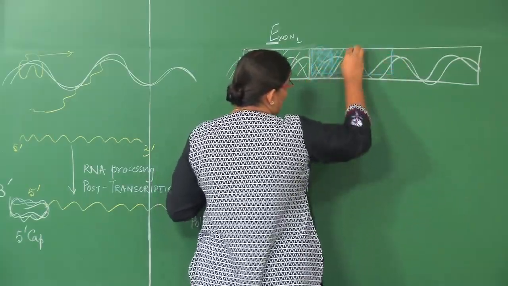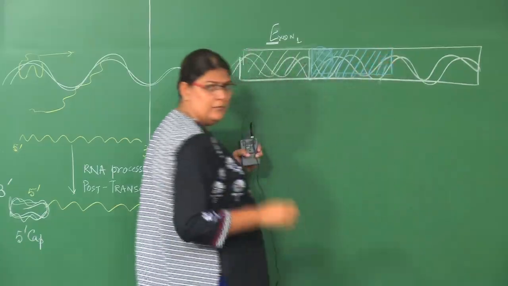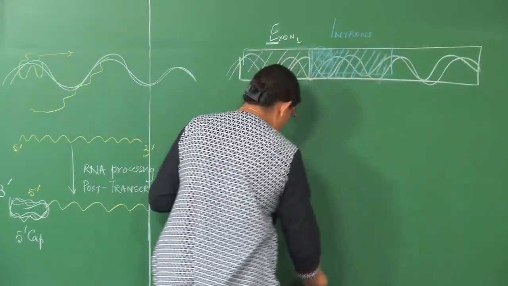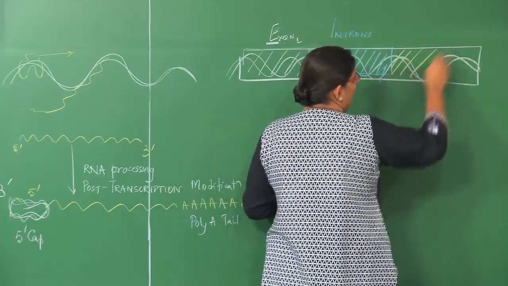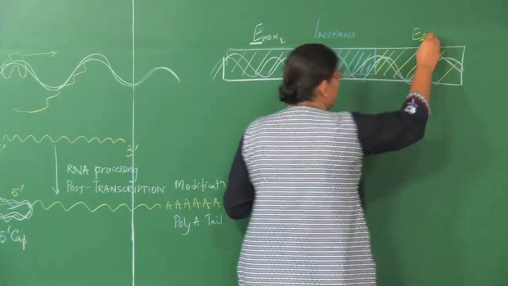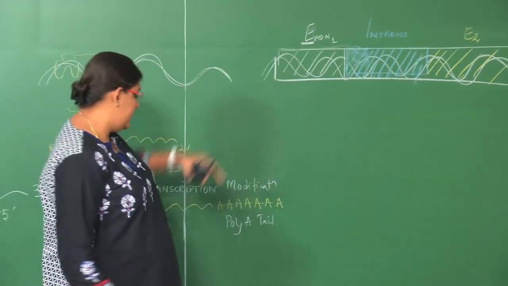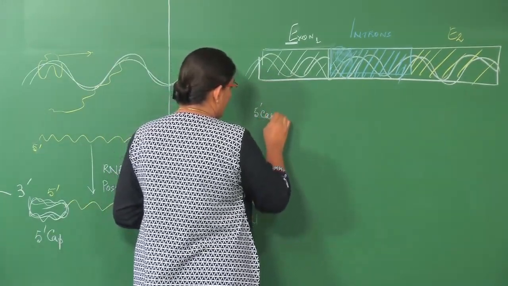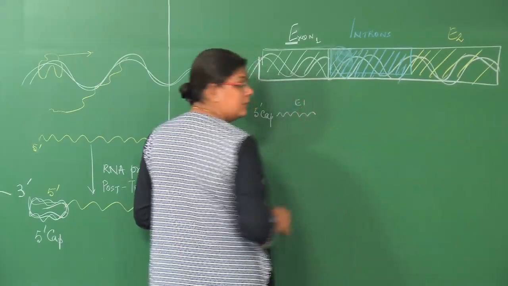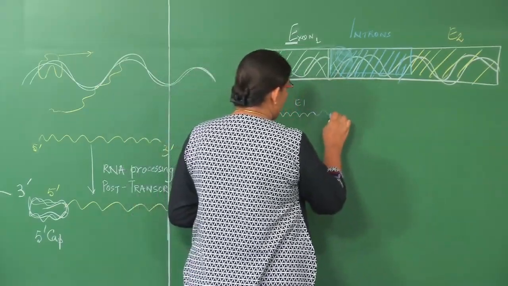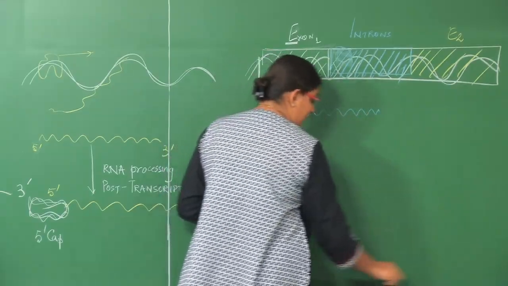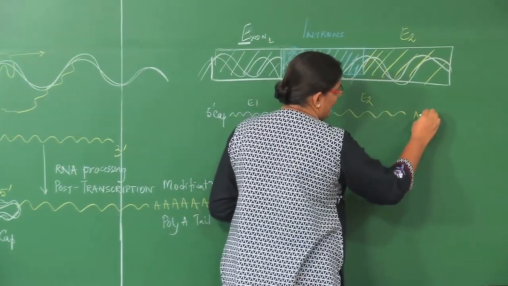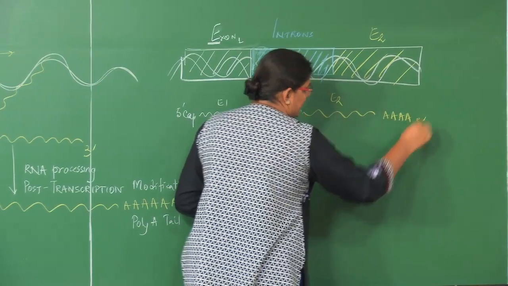So these regions which do not code for anything are called the introns. And then you will again have the next exon coming in. Let us say this is exon 2. So, when the RNA which is being copied is formed, you will have an RNA which will have a 5 prime cap, it will have the exon 1, and then it will have the intron in between, right, and then it will have the next exon coming in, which is exon 2, and then you end up having a poly A tail at the 3 prime end.